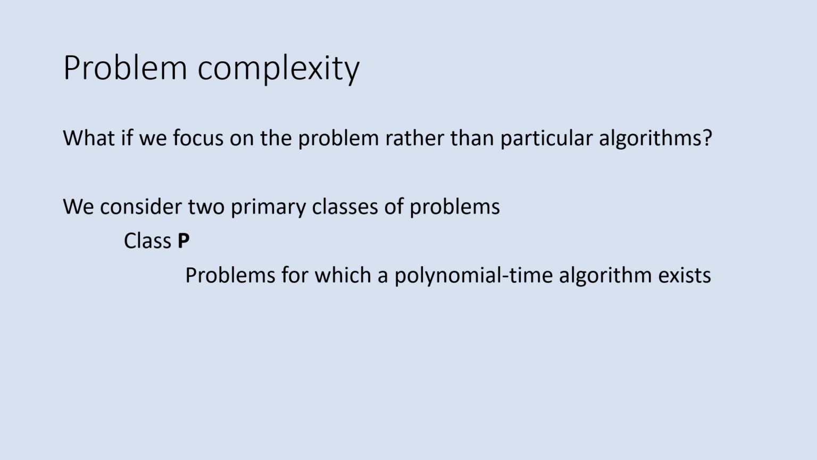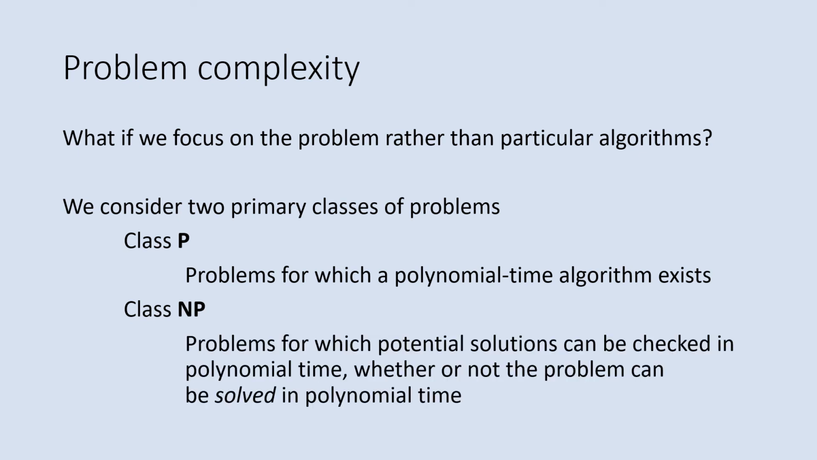There are some problems that we cannot find a polynomial time algorithm for yet. We don't know whether one exists, but the class NP is the class of problems where a potential solution can be checked in polynomial time. So maybe not solved. We don't know for sure whether it can be solved in polynomial time, but a potential solution can be checked so that we know whether it's correct or not.